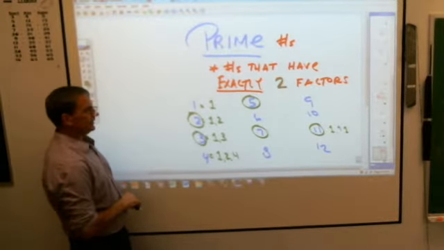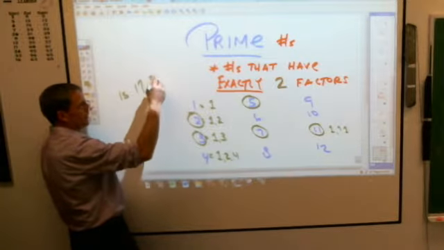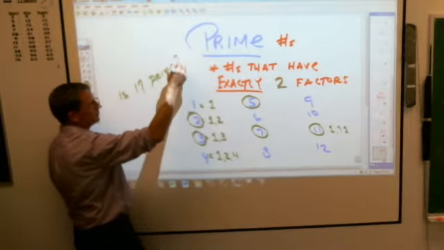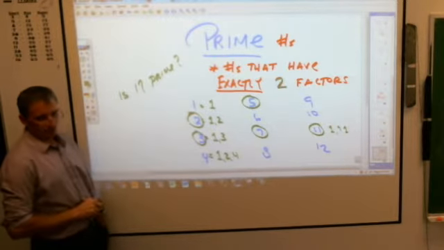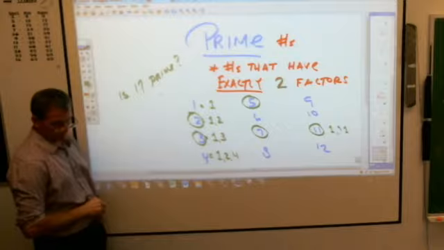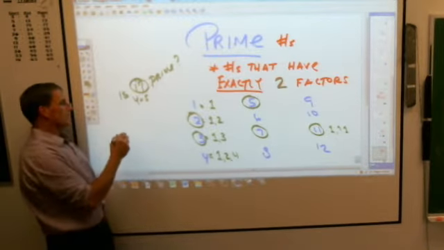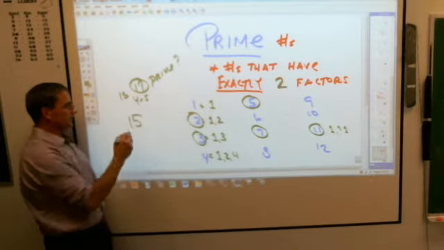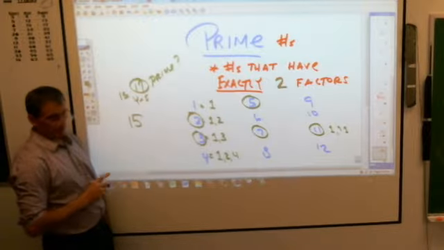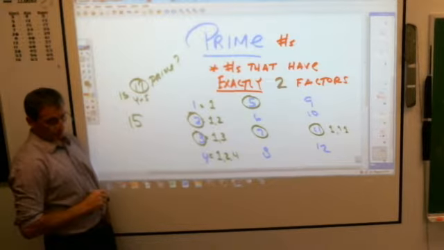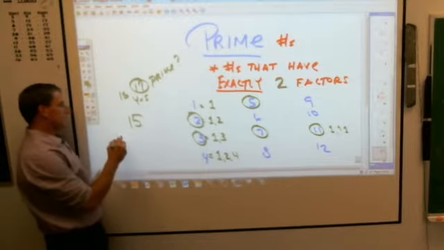And you have to do a little thinking. If I asked you, is 17 prime? Is the number 17 prime? You have to sit down and think, can I think of anything that goes into 17 evenly? No. So yes, it is a prime number. What about 15? Is 15 prime, yes or no? No. Why? Because what number besides 1 and 15 goes into 15? 3 and 5.